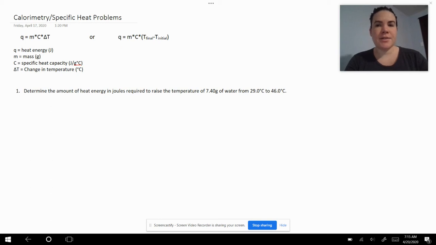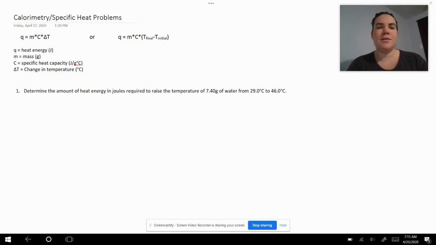Hi guys, so this video is going to show you how to use the calorimetry or Q equals mcΔT equation to solve problems to find heat energy. This equation works pretty similarly to the gas laws equation, where you'll identify the information from the problem, plug it in, and then just use algebra to solve for one of the variables. So we're going to solve number 1 on page 3 together.